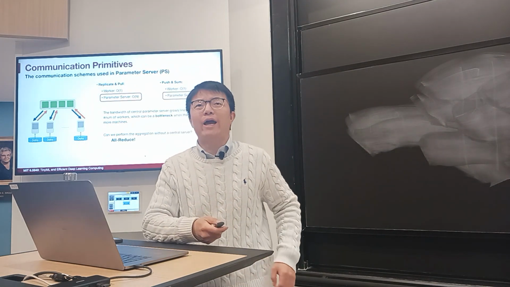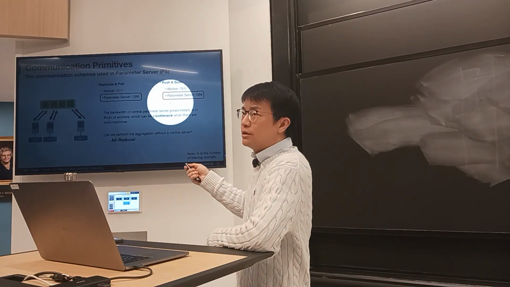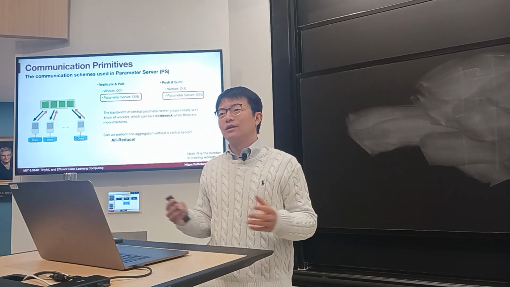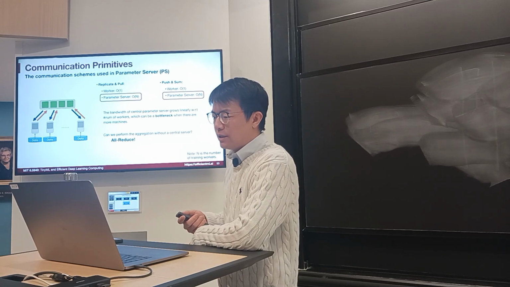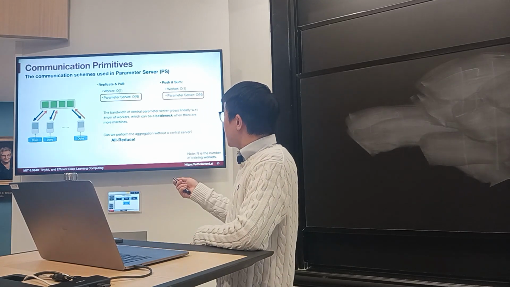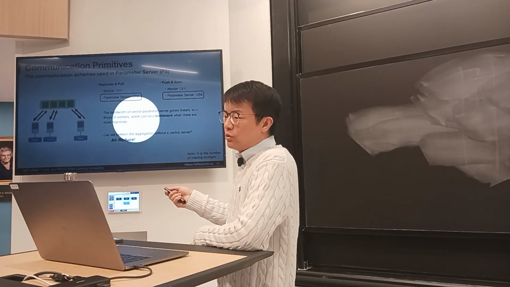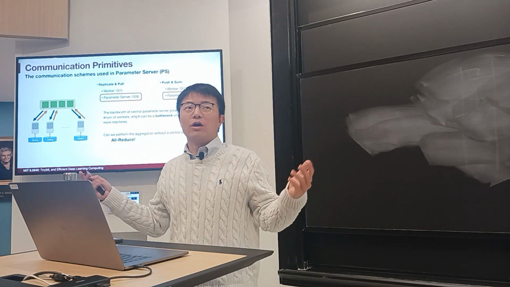So it's actually pretty heavy, right? For the parameter server, the network is heavy. It's O(n). It's not quite scalable. The more workers you have, the larger the bandwidth requirement is. So the bandwidth of the central parameter server will grow linearly with the number of workers, which can be a bottleneck when you have a lot of machines.